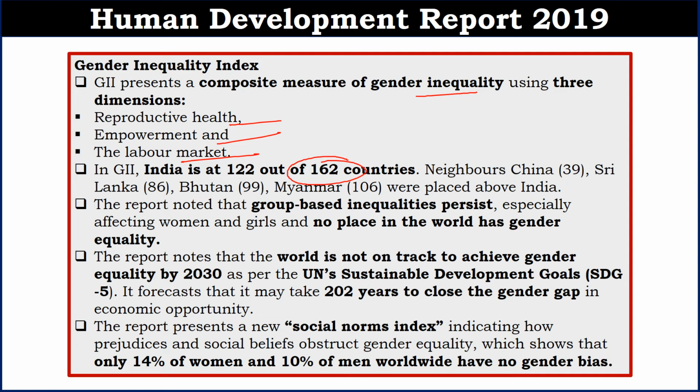According to this report, the world is not on the right track to achieve gender equality by 2030, that is the United Nations Sustainable Development Goal. According to this report, the world will take 200 years to close the gender gap. This report has defined a social norm index, that is, social beliefs and prejudices impact gender inequality. Worldwide, only 14% women and 10% men have no gender bias. Other people have strong gender bias. So this is the overall crux of the Gender Inequality Index.